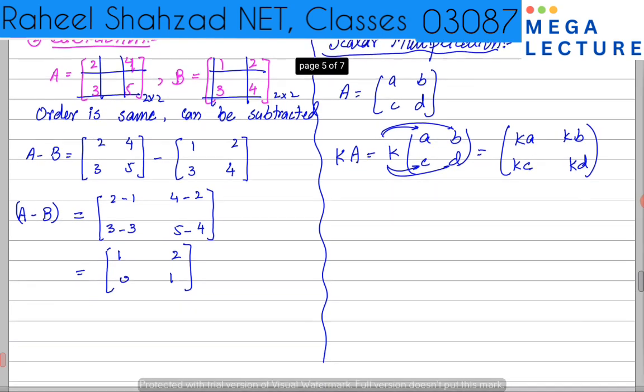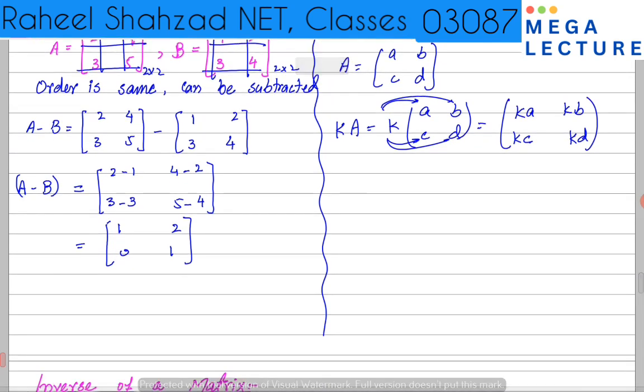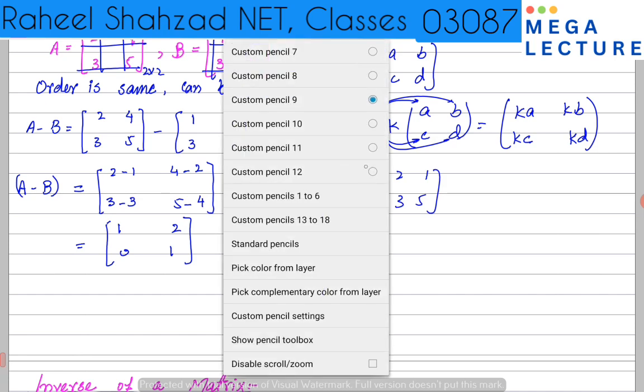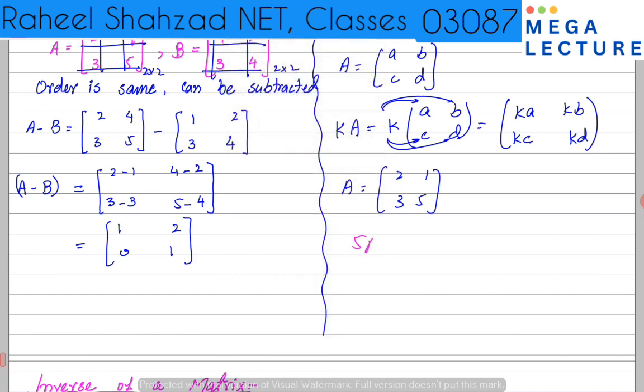For example, we have a matrix A as 2, 1, 3 and 5, right? And if they ask you to multiply 5A, that's going to be 5 times 2, 1, 3 and 5, which makes it 10, 5, 15 and 25. So this is 5A, equal to 10, 5, 15 and 25.